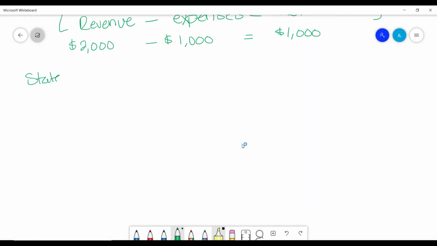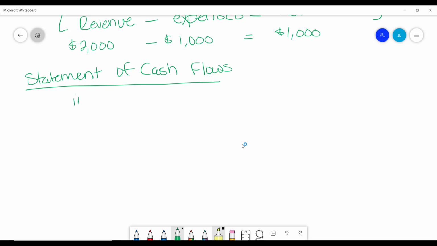We're not going to go into too much detail here because we'll have an opportunity for that later on as well. But a statement of cash flows, what are we looking at with that? Well, one thing we know for sure, because the name kind of gives it away, is that a statement of cash flows involves cash.